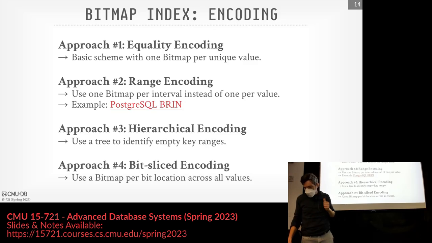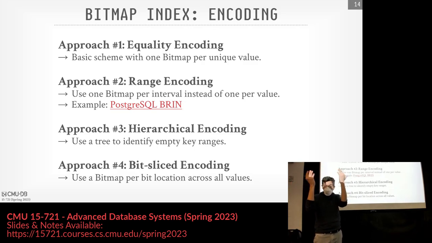Okay, so let's go through the last two, because there's not much to say about range encoding. Obviously, again, it's the same idea: instead of having a bitmap per value, you have one per range.